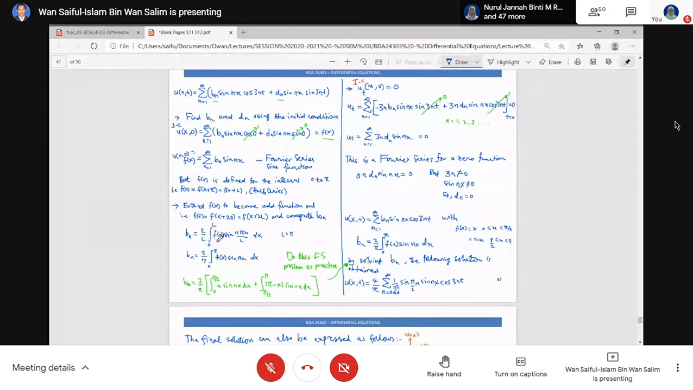Otherwise, kita kena integrate between minus L to L kan. This one, because it's a half series, we integrate between 0 to L, dan ini darab dengan 2. Okay, that is assuming that this series is an odd function. Meaning that I assume this to be an odd function.